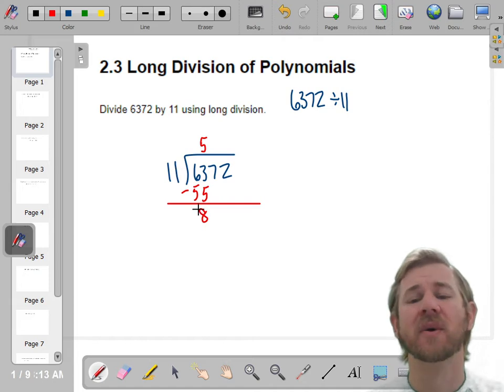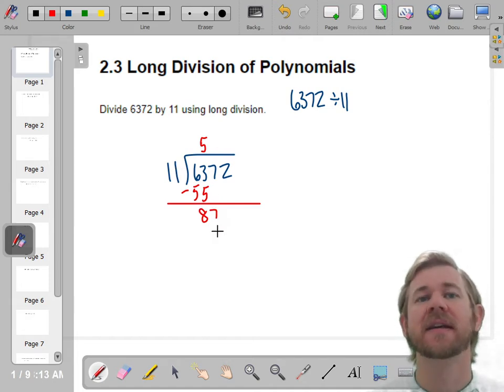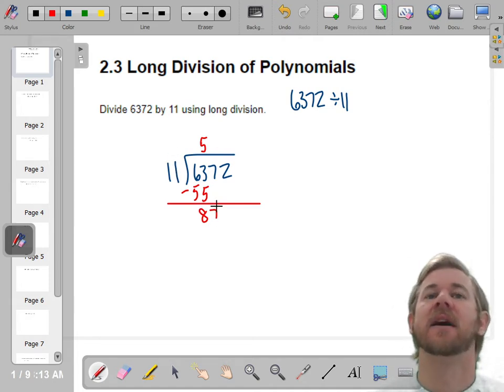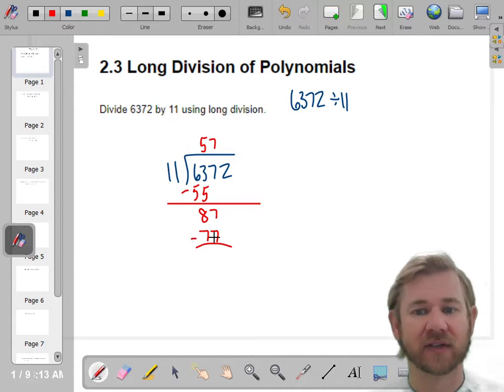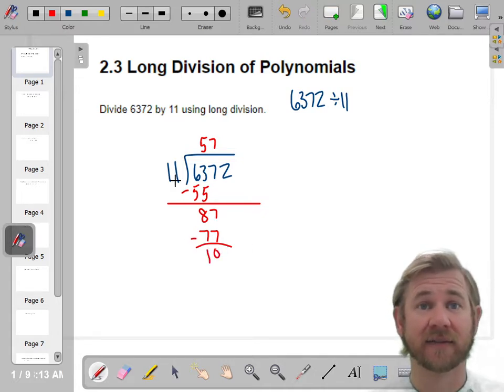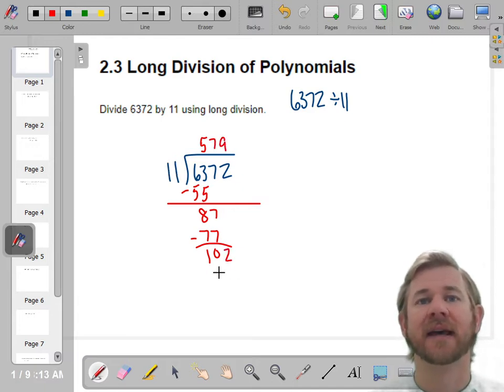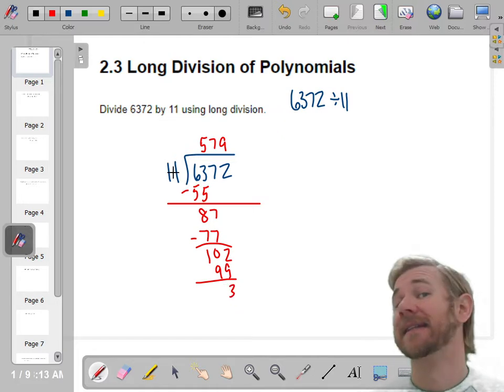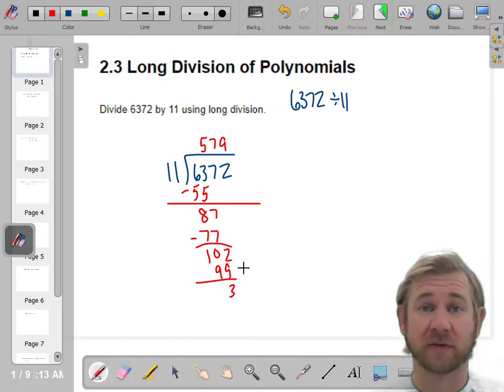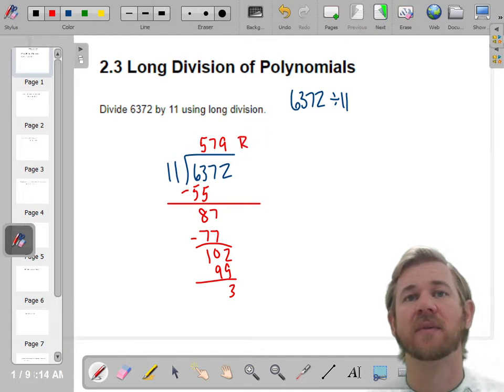Since 11 is not going to go into 8, we'll drop down to 7, and now we say, okay, 11 times what? 7. That'd be 77. We're, again, trying to figure out how far away 77 is from 87, so that's 10. 11 doesn't go into 10, so we drop down to 2. 11 times 9 is 99, and then 102 minus 99 is 3. And since 11 doesn't go into 3 and we don't have any other stuff to bring down, that's our remainder, so we say remainder 3.